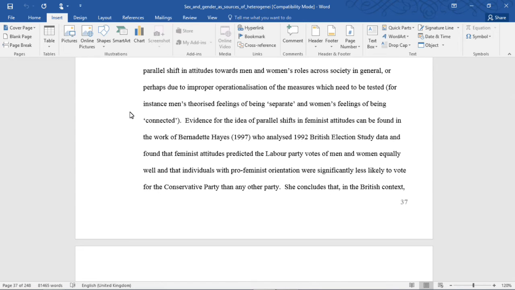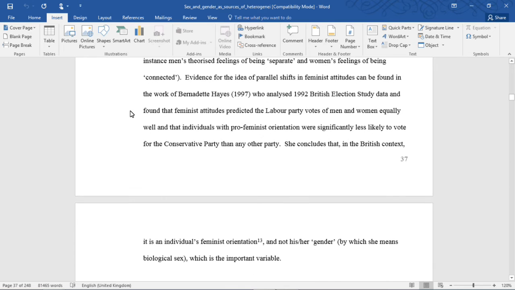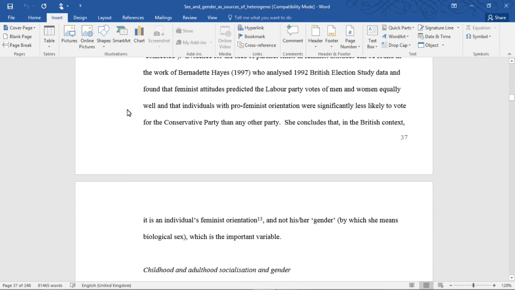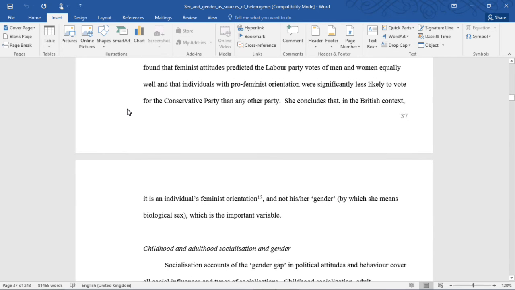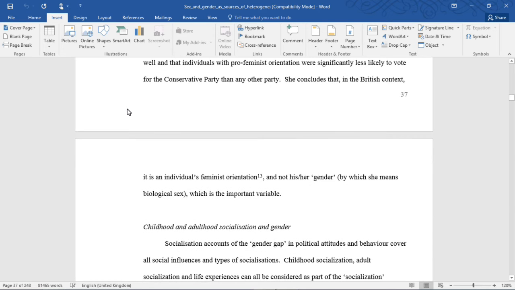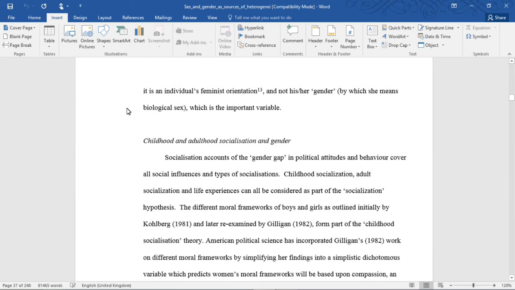Evidence for the idea of parallel shifts in feminist attitudes can be found in the work of Bernadette Hayes, who analyzed 1992 British election study data and found that feminist attitudes predicted the Labour Party votes of men and women equally well, and that individuals with pro-feminist orientations were significantly less likely to vote for the Conservative Party than any other party. She concluded that, in the British context, an individual's feminist orientation, and not his or her gender, by which she means biological sex, was the important variable.